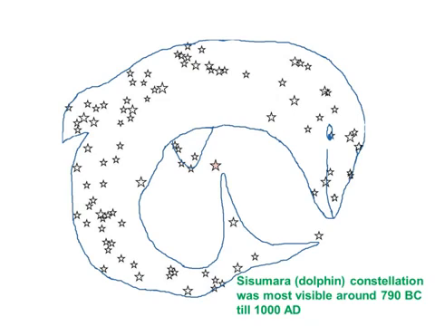Now, of course, throughout any given night, we would see that all the stars revolve around the pole star. Now then, in this chapter, we understand that there's a constellation here, known as the Shishamara, the dolphin constellation. This was most visible around 790 BC to about 1000 AD.